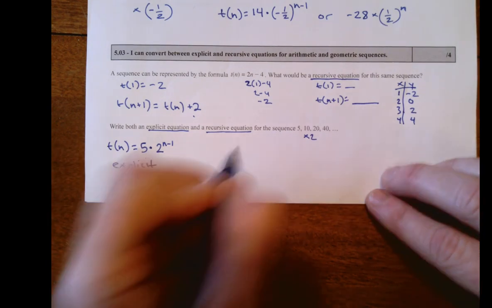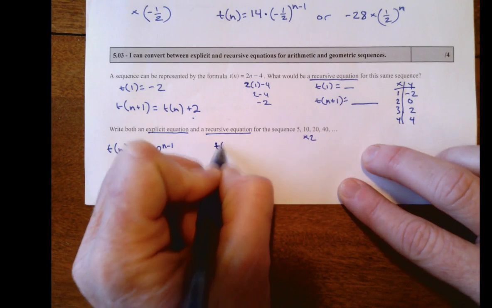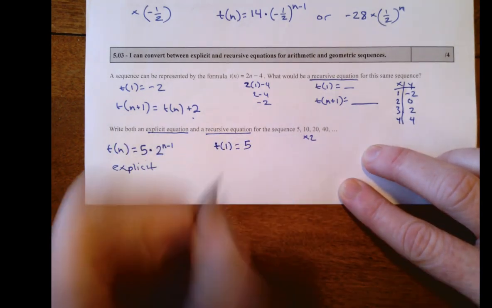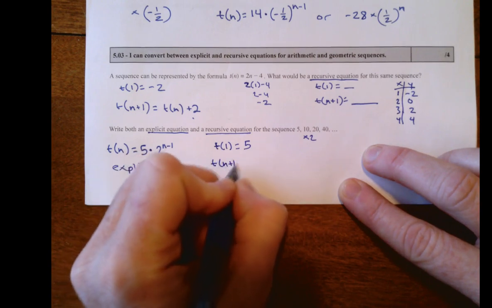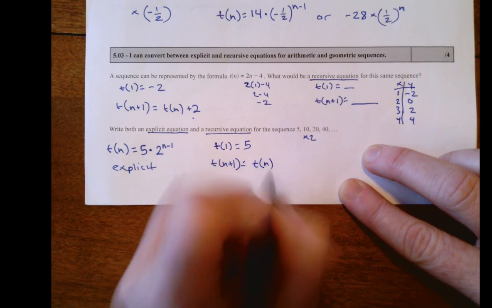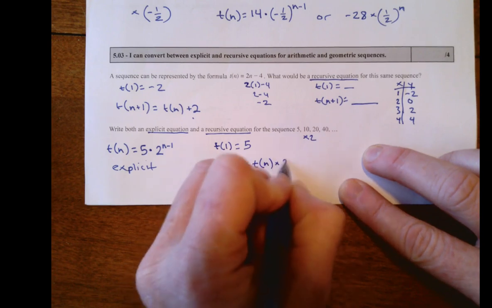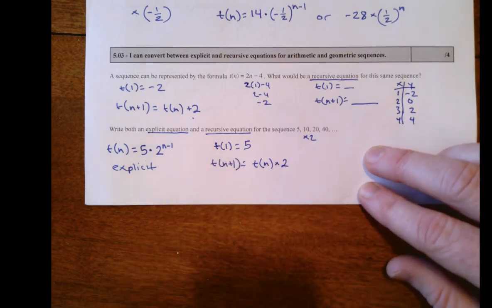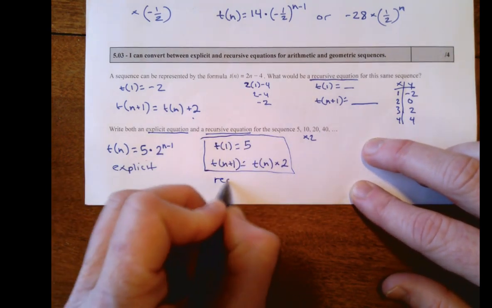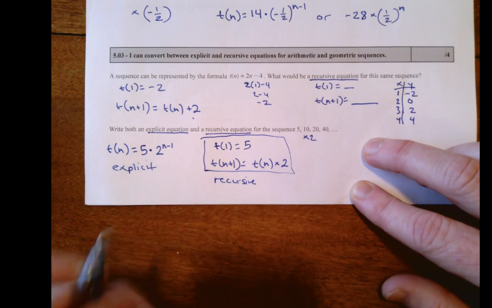The recursive equation, I need to know what the first term is. Well, that's easy. It's just 5. And then I need to know how to get the next one. Well, to get the next one, we just take the previous term and we multiply by 2. Okay. You have to have both of these for it to be a complete recursive equation.